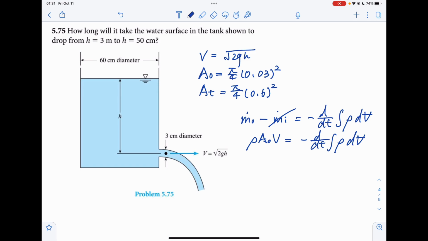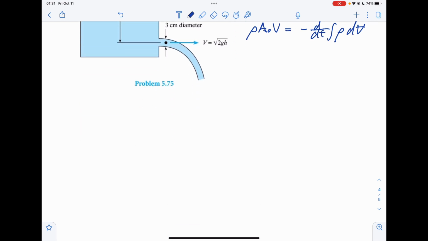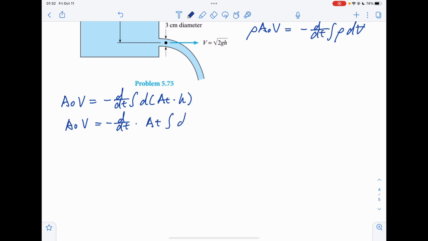Notice we can cancel out the rho as well, so let's write down the equation again here. Area out times v will equal d dt of the integral over dv, and the dv can be written in the form of area of the tank times the height. Because the height is changing with time, we cannot move the height out, but the area of the tank is a constant, so we can move it out from the integral. So it equals the area of the tank times d dt of the integral of dh.